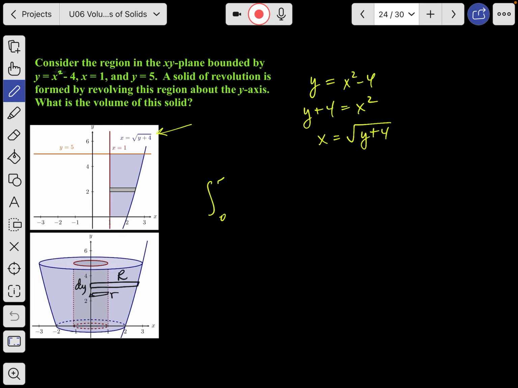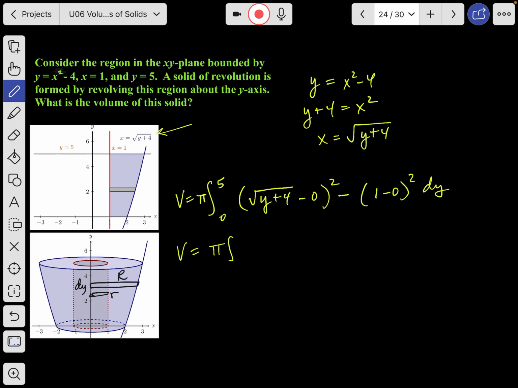Let's write our integral. So we're going to have from 0 to 5, and my volume, pi times the radius, the big radius, is going to be the square root of y plus 4 minus 0, if I want to consider the y-axis, squared, minus the inner radius, which is going to be just 1, minus 0 squared dy. And so my volume, I'm just going to clean it up a little bit, will be the integral of square root of y plus 4 squared minus 1 dy.